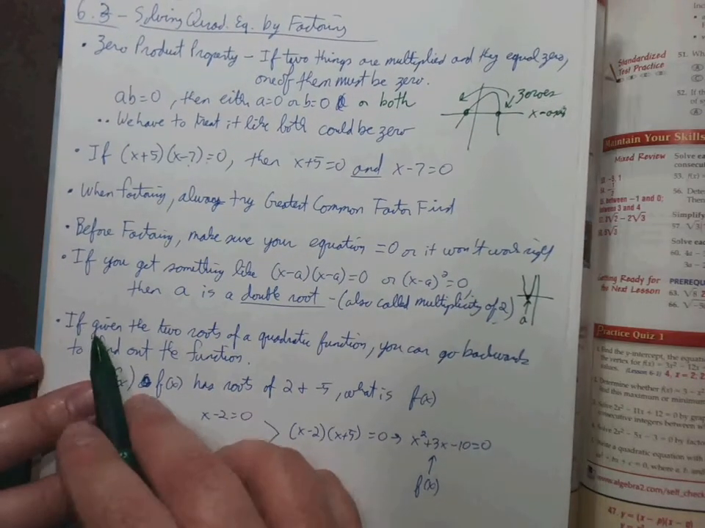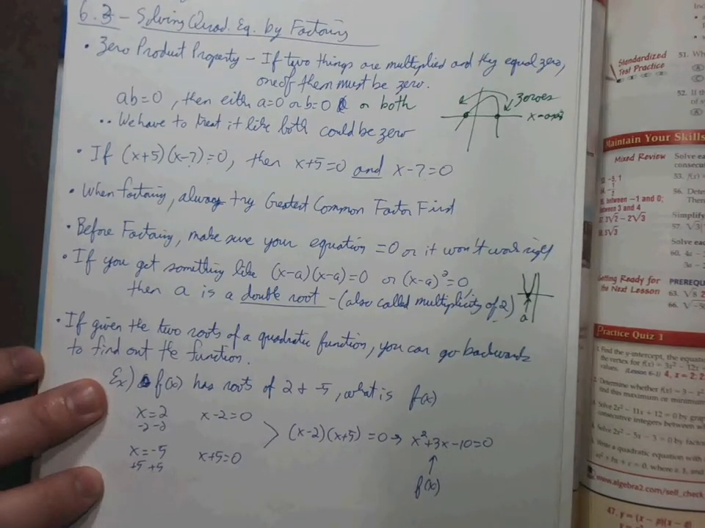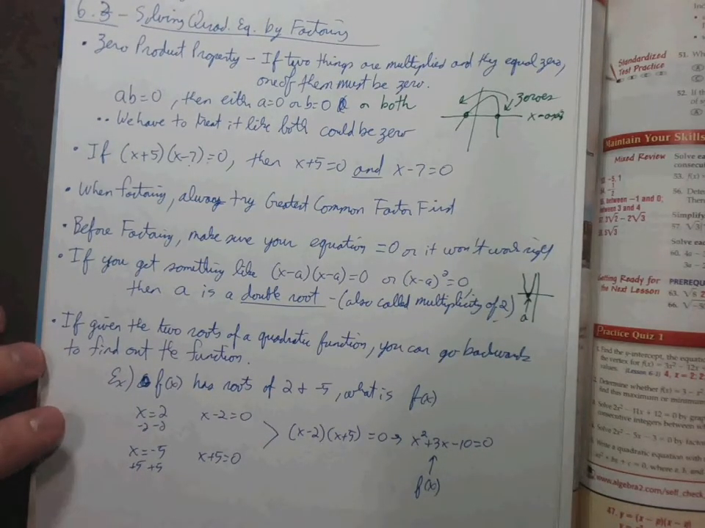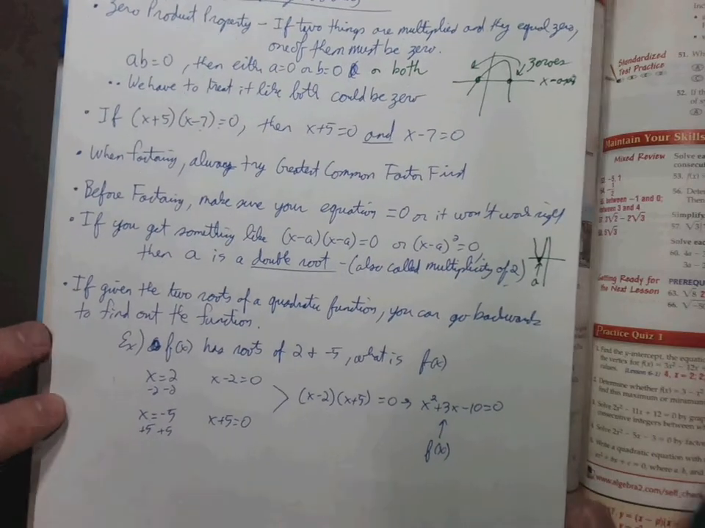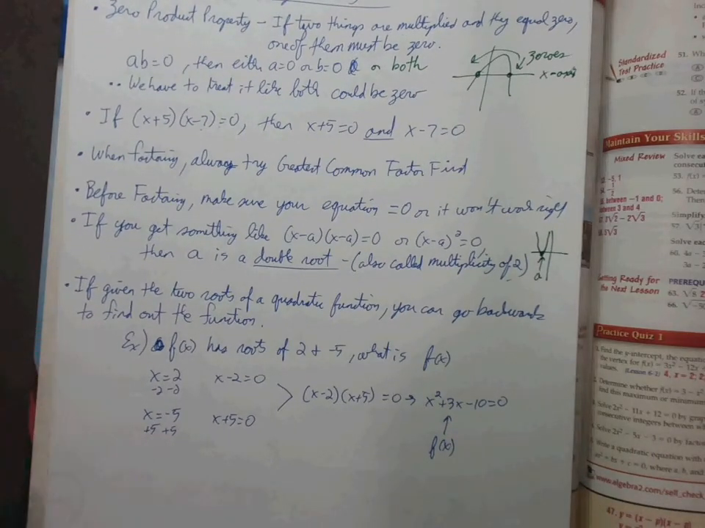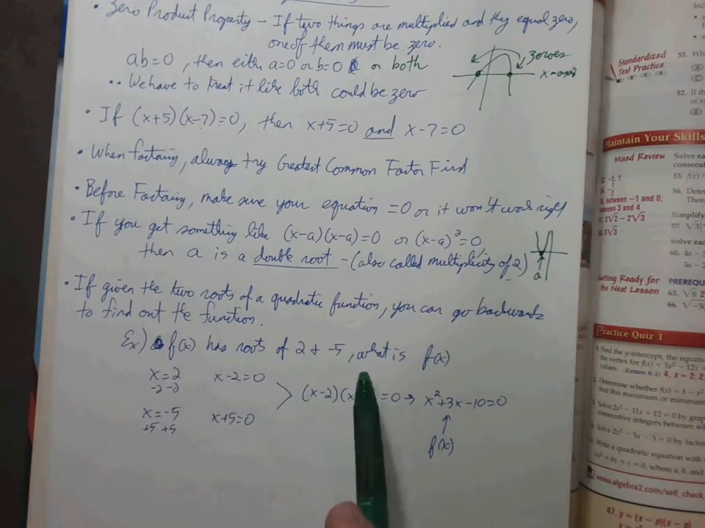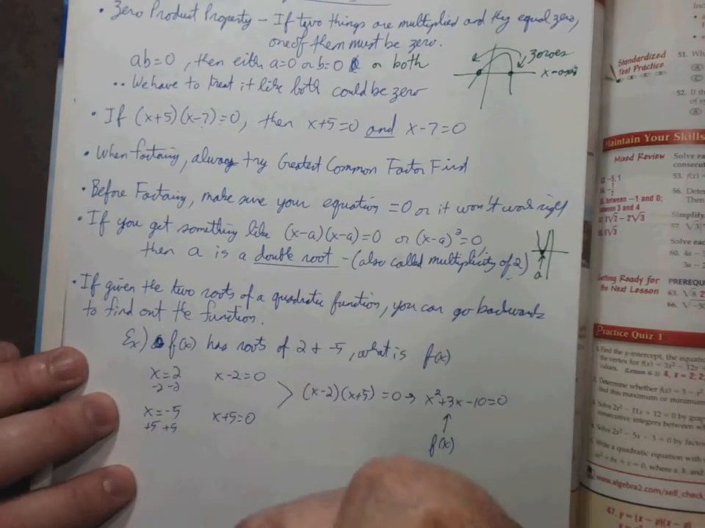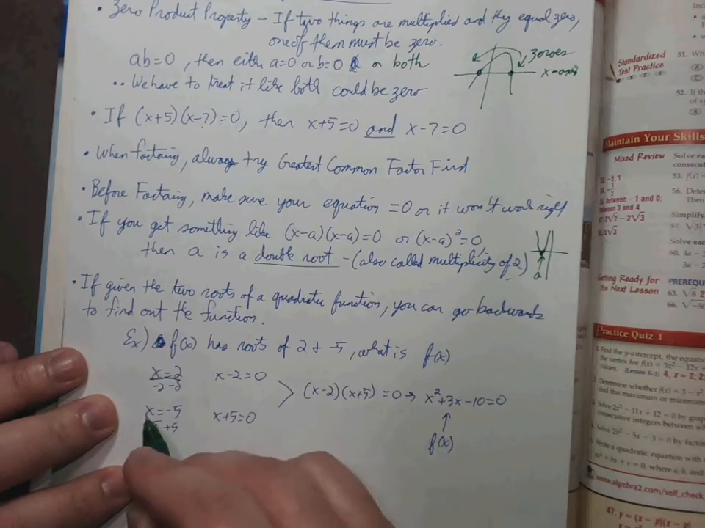Now, if given the two roots of a quadratic function, you can go backwards to find out the function. Okay? It's going to have some problems like this. So instead of starting with, you know, x squared minus 5x plus 12 or whatever, you start with x equals 2 and x equals negative 5. Or f of x has roots of 2 and negative 5. What is f of x? What's the function? Okay, well, we know x equals 2 and x equals negative 5.